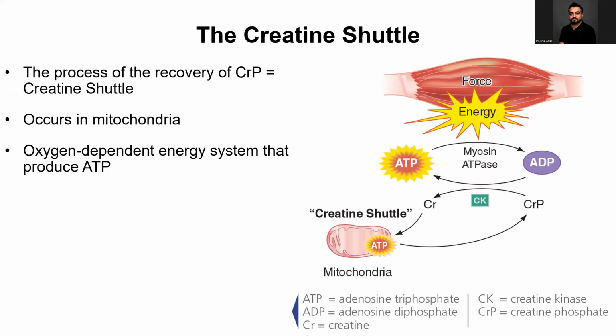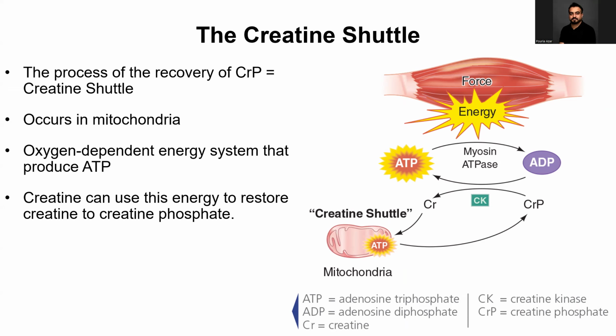And this oxygen-dependent energy system is our last energy system, which is the oxidative phosphorylation. So in order to recover creatine phosphate and to have the creatine shuttle, I mean this process, we need the oxidative phosphorylation energy system. And creatine can use this energy to restore creatine to creatine phosphate, and it can take up to 1 to 2 minutes to replenish creatine phosphate. So it happens very fast, just 1 to 2 minutes.